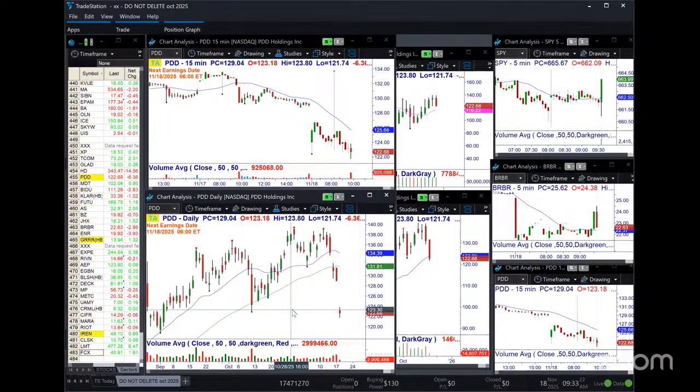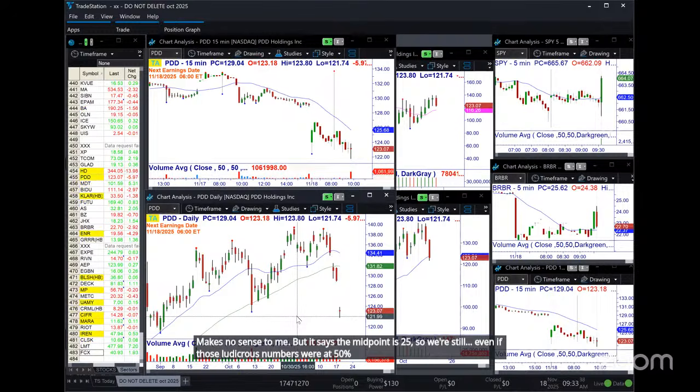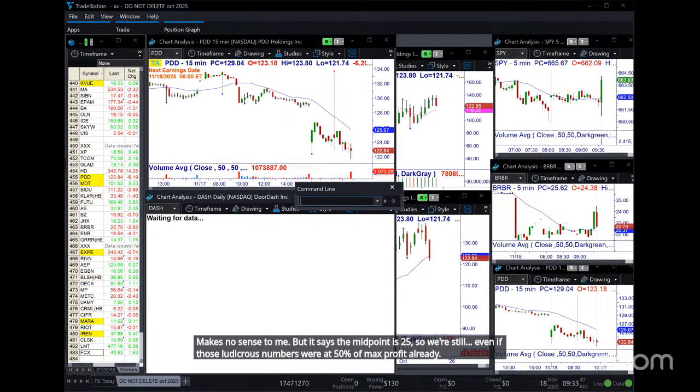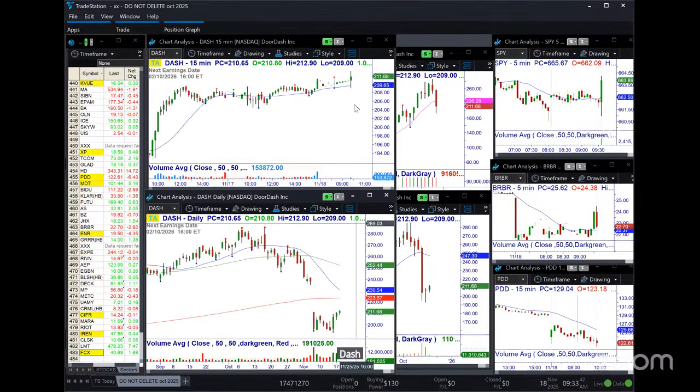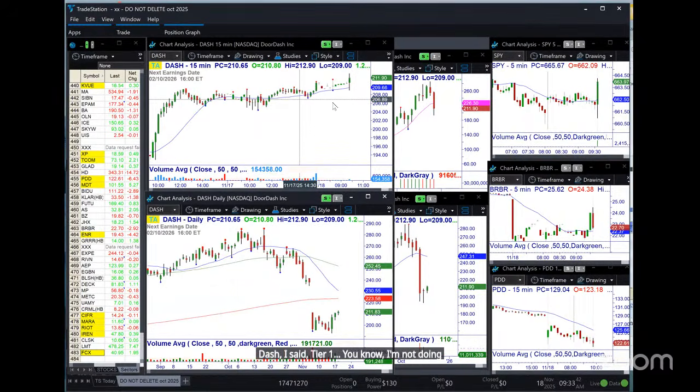117's $5 away is showing 60 by 87. Makes no sense to me. But it says the midpoint is 25, so even at those ludicrous numbers, we're at 50% of max profit already. Dash, I said tier one, I'm not doing anything right now, but I still like that for a day trade.